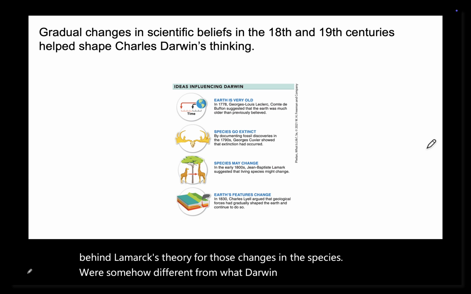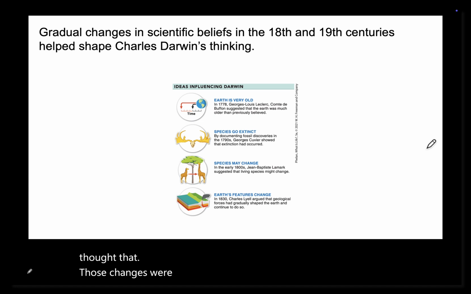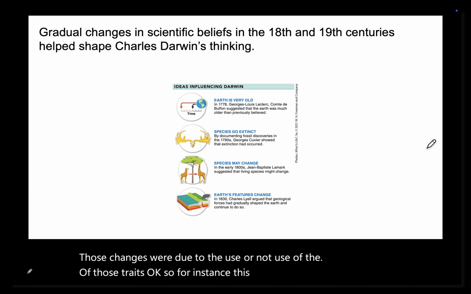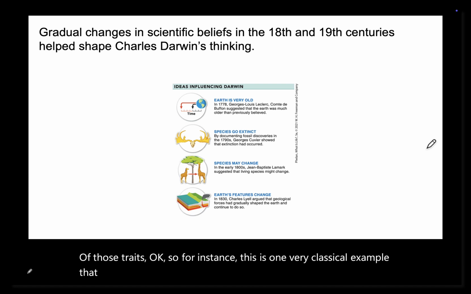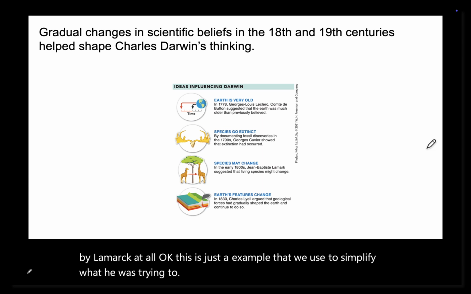Lamarck thought that those changes were due to the use or not use of those traits. Okay, so for instance, this is one very classical example that you probably heard in school before, but it was not proposed by Lamarck at all. Okay, this is just an example that we used to simplify what he came up with.